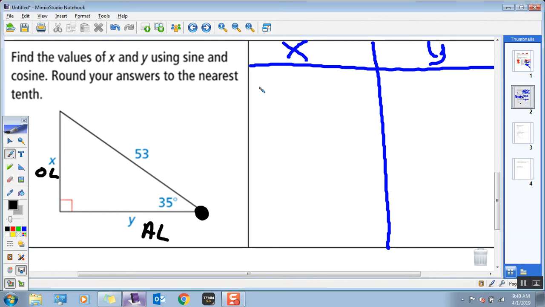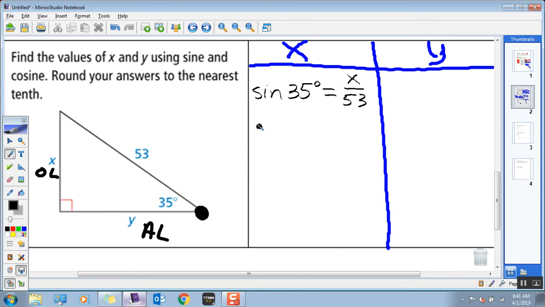So here's what we're going to do. We're going to say the sine of, how many degrees, kids? 35 degrees equals, by definition, opposite leg over hypotenuse, so x over 53. All right, so now what do you think we're going to do, kids? Sine of 35. I want a decimal equivalency for sine of 35 degrees, and I want that decimal to how many places, kiddos? 4. Yeah, so what's that punch out to be?